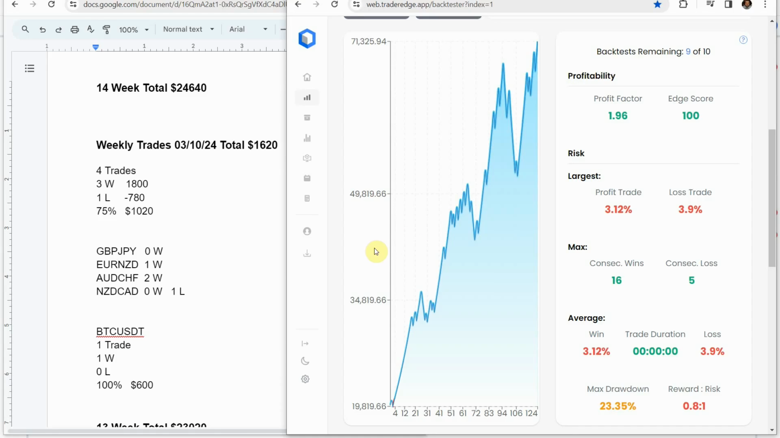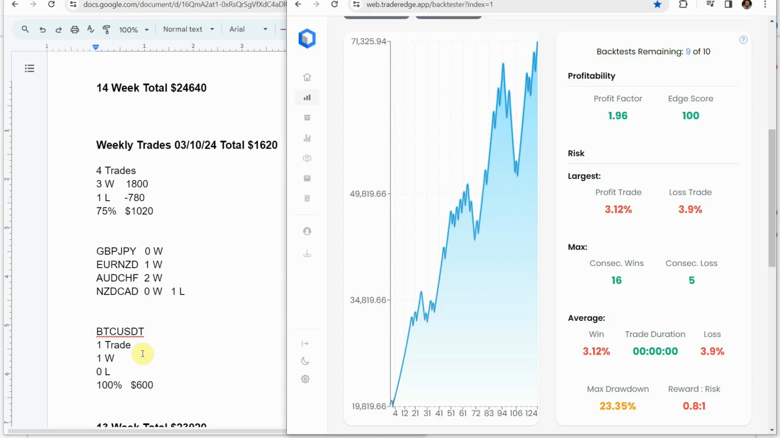All right, so let's go ahead and take a look at the weekly trades. And so this is using the Academy of Forex indicator on these 4 Forex pairs and this one crypto coin. This is on the 30-minute time frame. Each week we keep track of the trades that we would have taken. And so you can see here on the Forex pairs, this last week we did 4 trades altogether, 3 winning trades, 1 losing trade. A 75% win rate would have been a gain of $1,020.